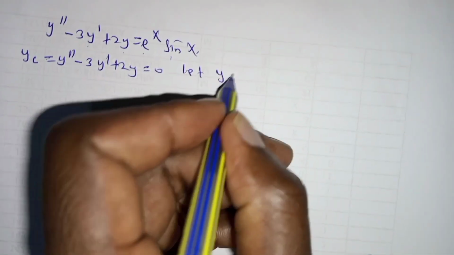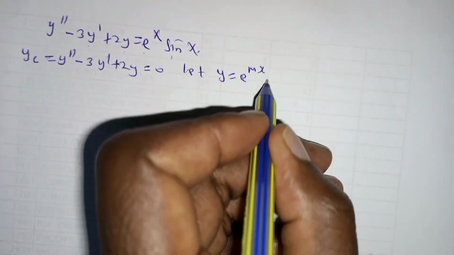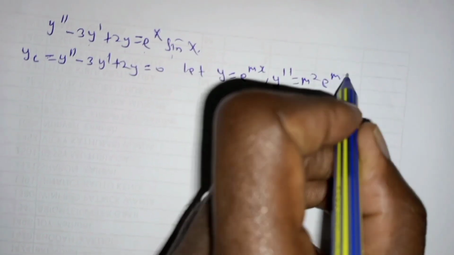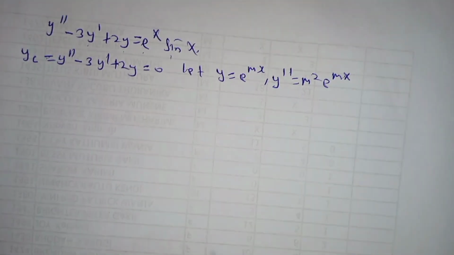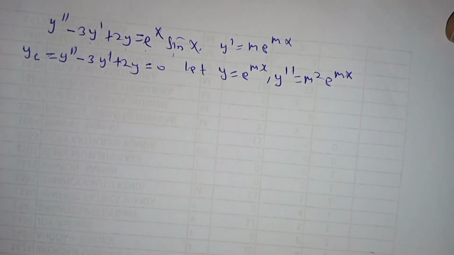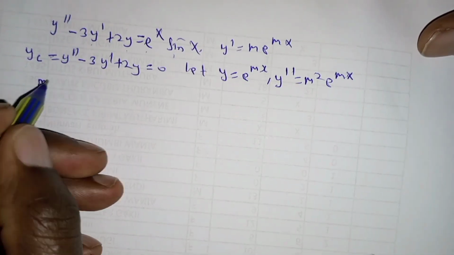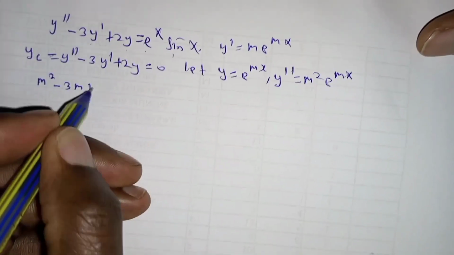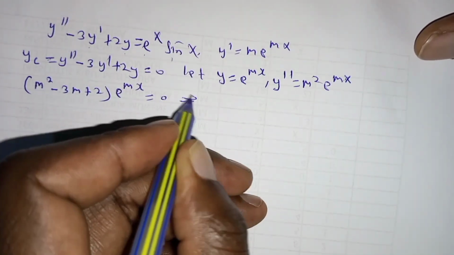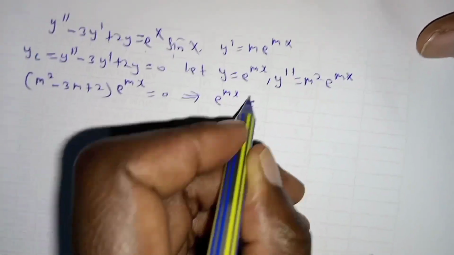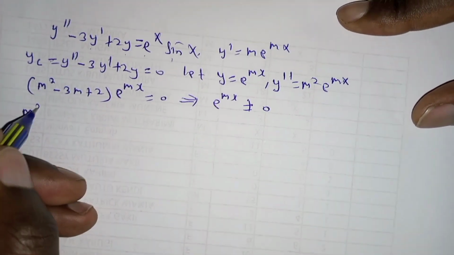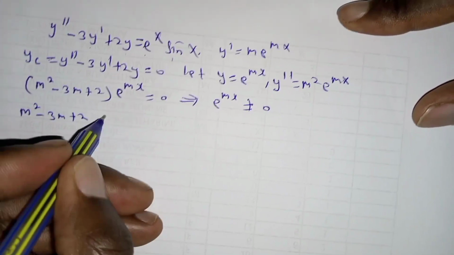So we let our y be equal to exponential mx, so that now we get our y double prime as m squared exponential mx, and our y single prime as m exponential mx. Then we substitute our values here, so that now we will have m squared minus 3m plus 2 exponential mx, which is equal to 0. We note that exponential mx cannot be equal to 0 in this case, which tells us that m squared minus 3m plus 2 is the one which is equal to 0.